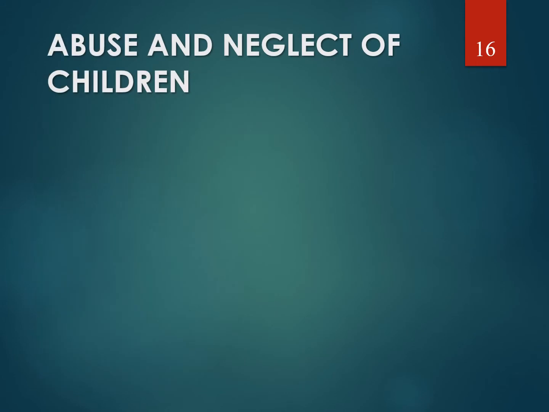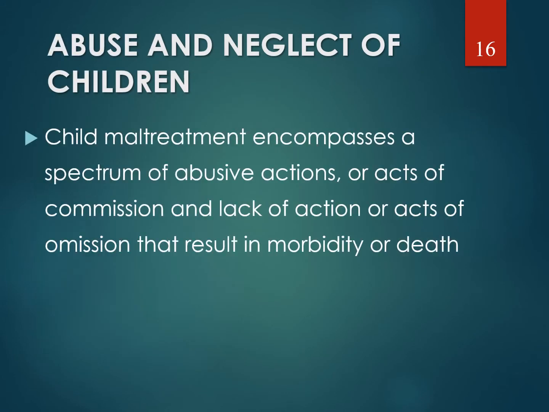So abuse and neglect in children. Child maltreatment encompasses a spectrum of abusive actions, like in that previous video, or acts of commission and lack of action, or acts of omission that result in morbidity or death. Actually, even the photographers have neglected the child, but maybe their intention was to bring the news and bring the case in public.